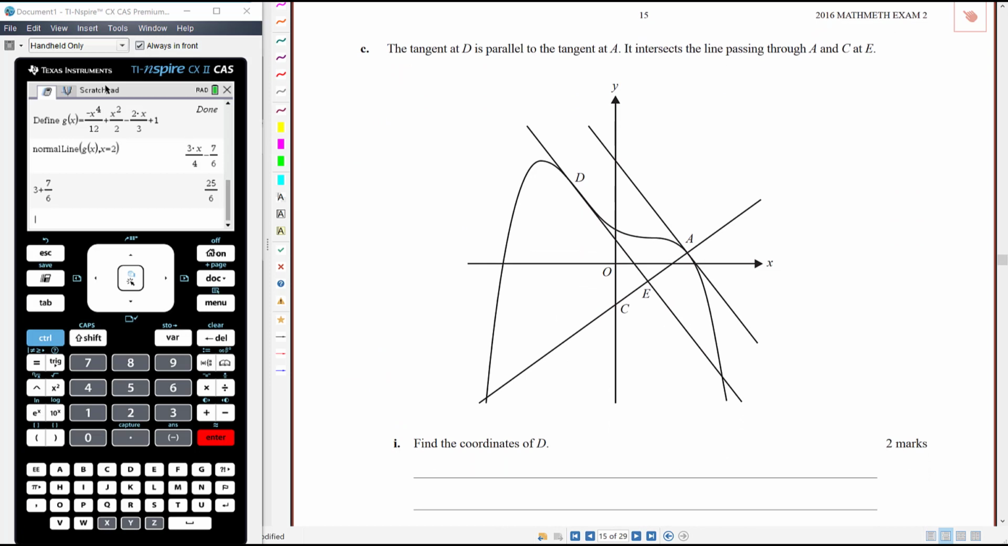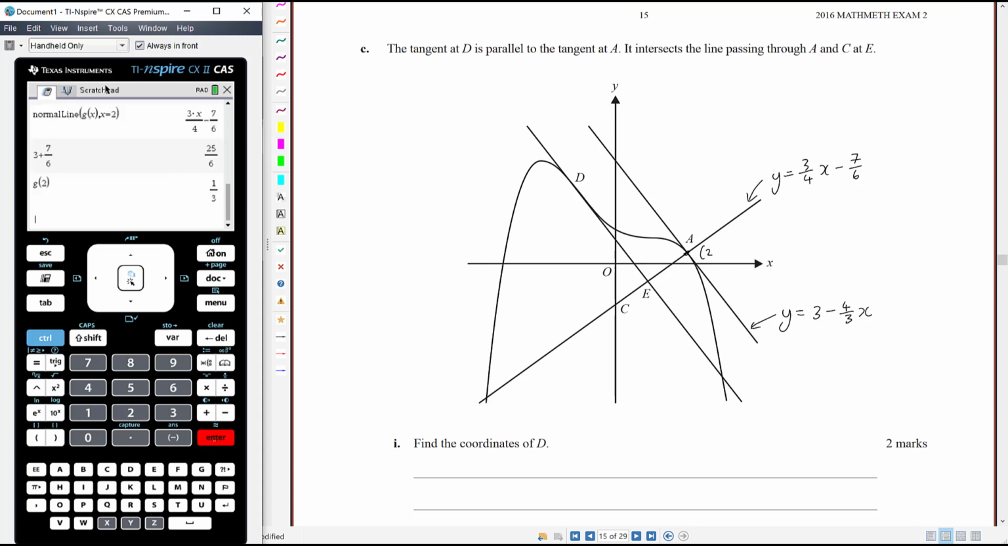Okay. Part C. The tangent at D is parallel to the tangent at A. So we've got all our information here. Let's be clear about what's happening. This was y equals 3 minus 4/3 x. This one, no, not this one. This was y equals 3/4 x minus 7/6. This is the point 2. Let's work out the y value while we're here in case we need it at some point. G of 2 is 2 1/3.